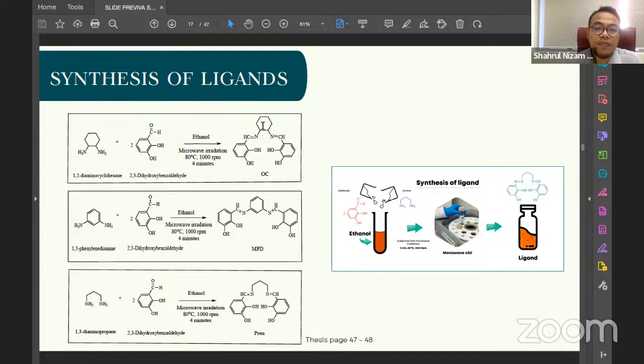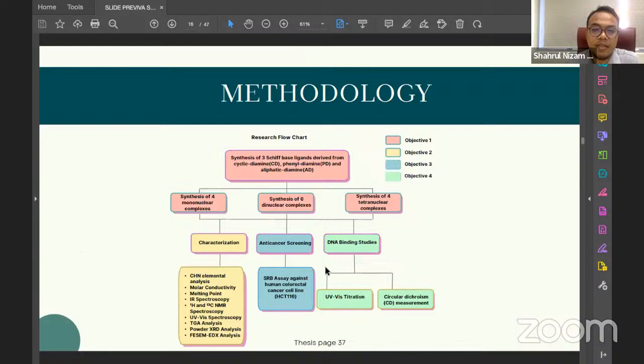Okay, so we have 3 different kinds of ligands here. These different kinds of ligand will give you different nuclearity of complexes later. Not all will form all types of complexes. I'll show you a bit more detail later.